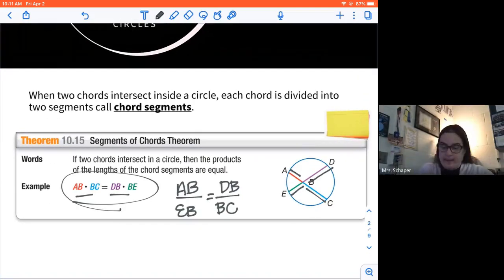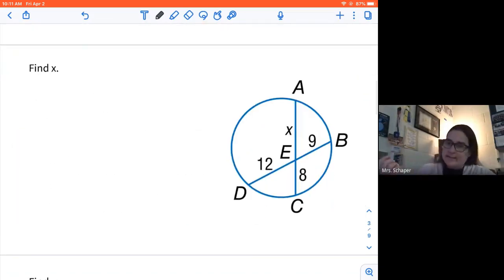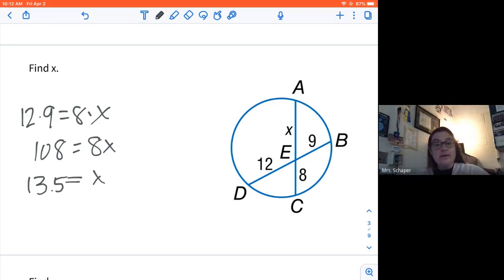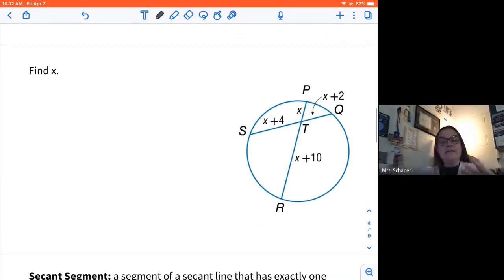Cool stuff. All right, so we want to find X. This one's a pretty basic one. 12 times 9 is equal to 8 times X. So 108 is equal to 8X. So X equals 13.5, right?